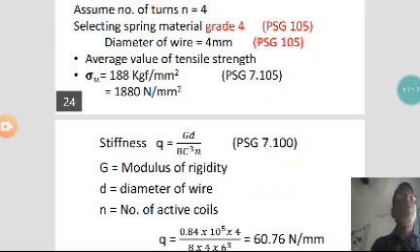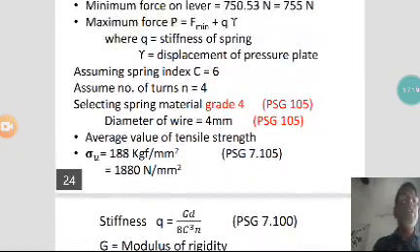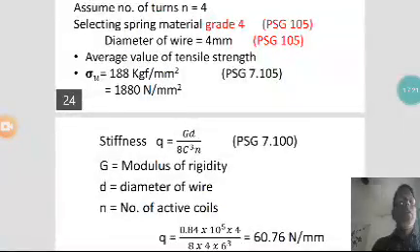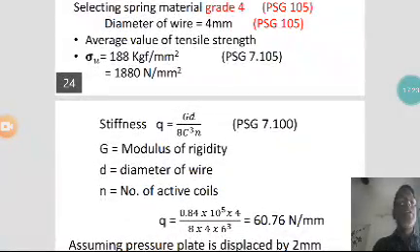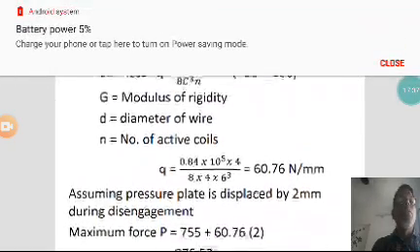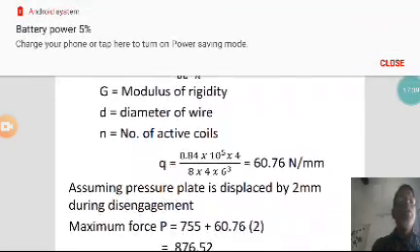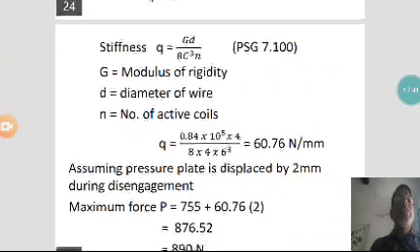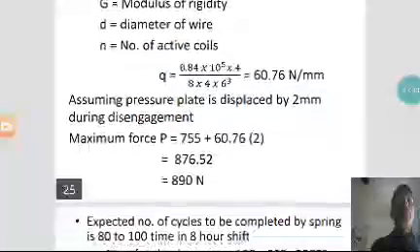Now the material is grade 4, which is steel material. So for steel we know that G is 0.84 into 10 raised to power 5 Newton per mm square. D, we have assumed, is 4 mm. C is 6, so cube, and N is the number of active coils, we assume 4. So Q you get 60.76 Newton per mm.